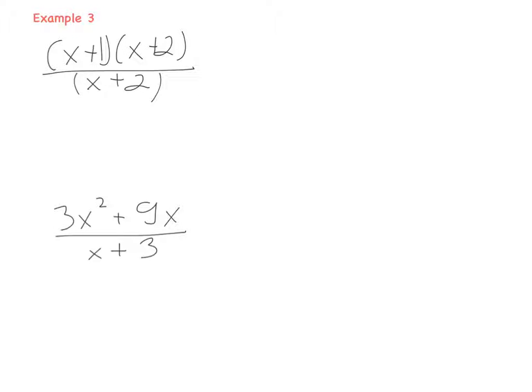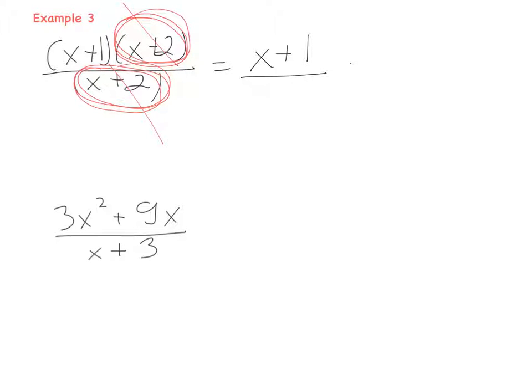And now look at these two examples. They're a bit harder. So look at the first one. We have x plus 1, x plus 2, divided by x plus 2. So we need to do the same as we did on the last page. We need to cancel out the same thing, okay? So what's the same? This bracket is the same as the bottom one, okay? So we can simply cancel it out. And we are left with x plus 1. Okay, so this is the answer.